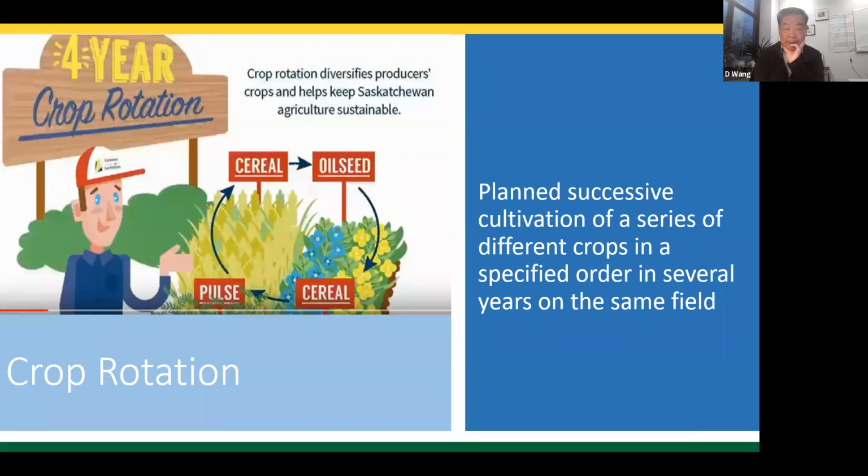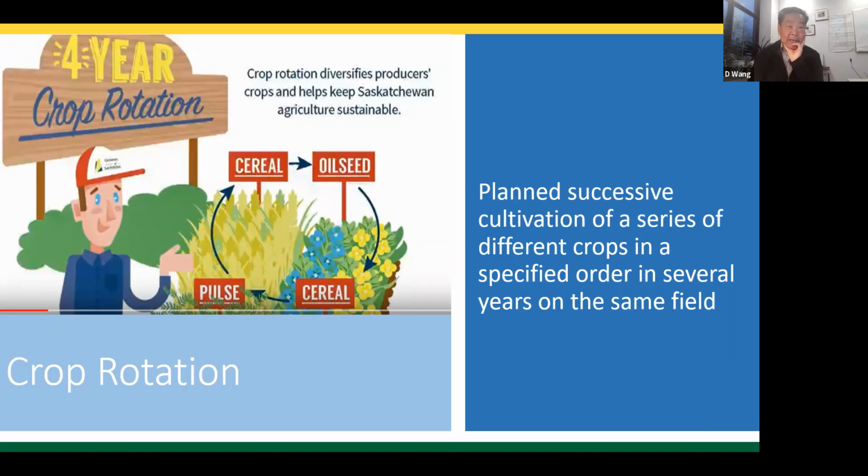I want to use this diagram to introduce the definition of a crop rotation. I guess everybody knows that, just to review. This diagram was developed by the ministry to encourage mainly conventional producers to adopt crop rotation, with a 4-year fall crop as an example.